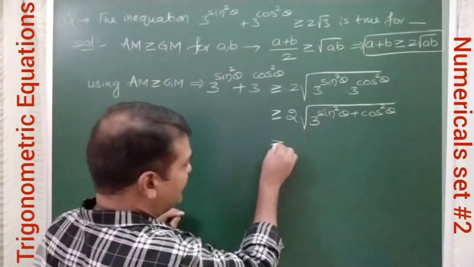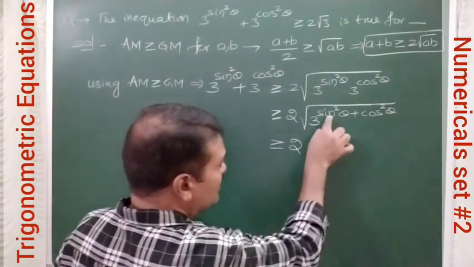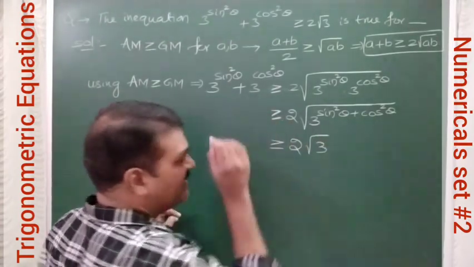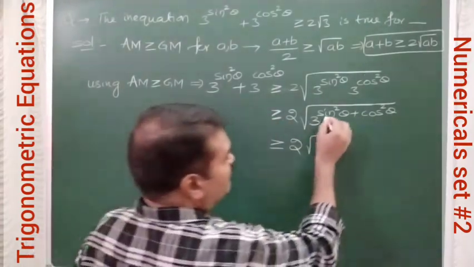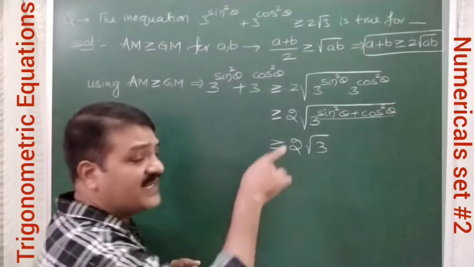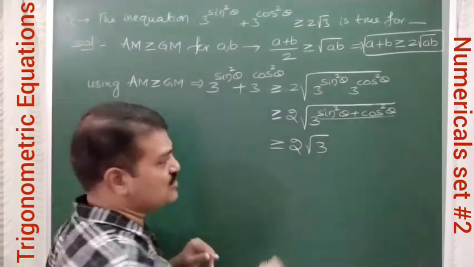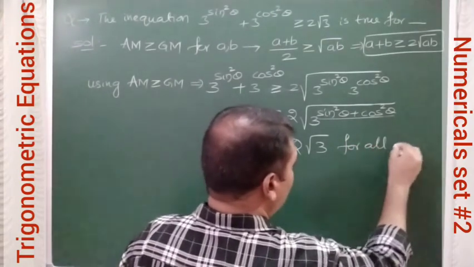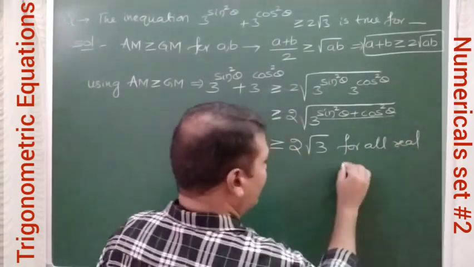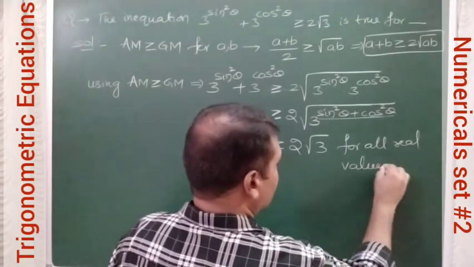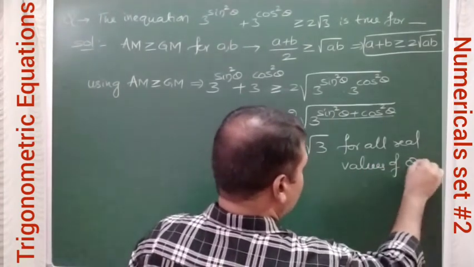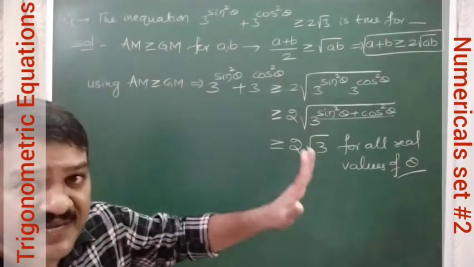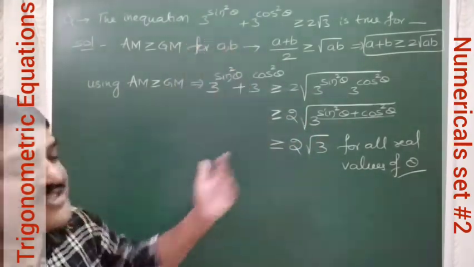Okay, so this is greater than or equal to 2. Sin square theta plus cos square theta is 1. That means greater than or equal to 2 root 3. For which values of theta you will get 1? All values. So this actually is obtained for all real values of theta. For all real values of theta, this inequality will be obtained. That is what they are asking in the question.